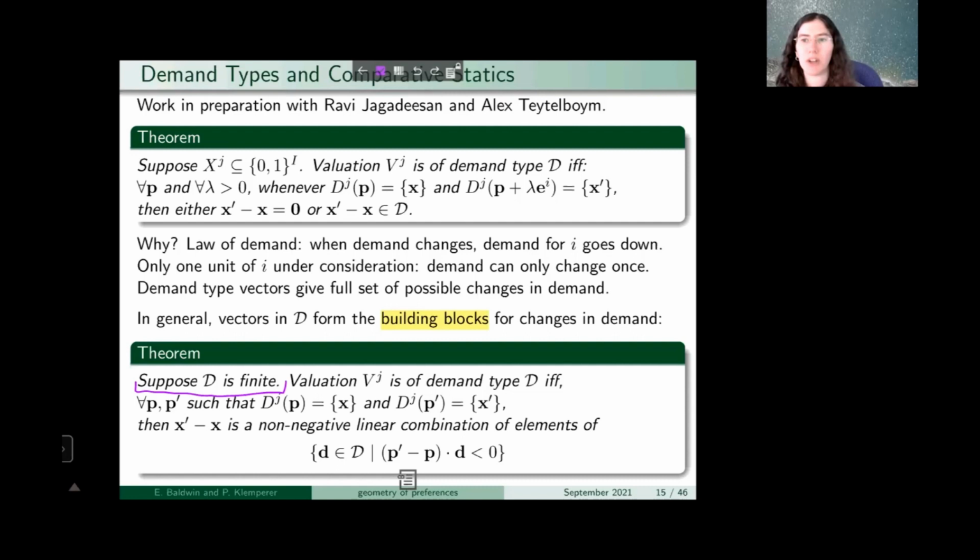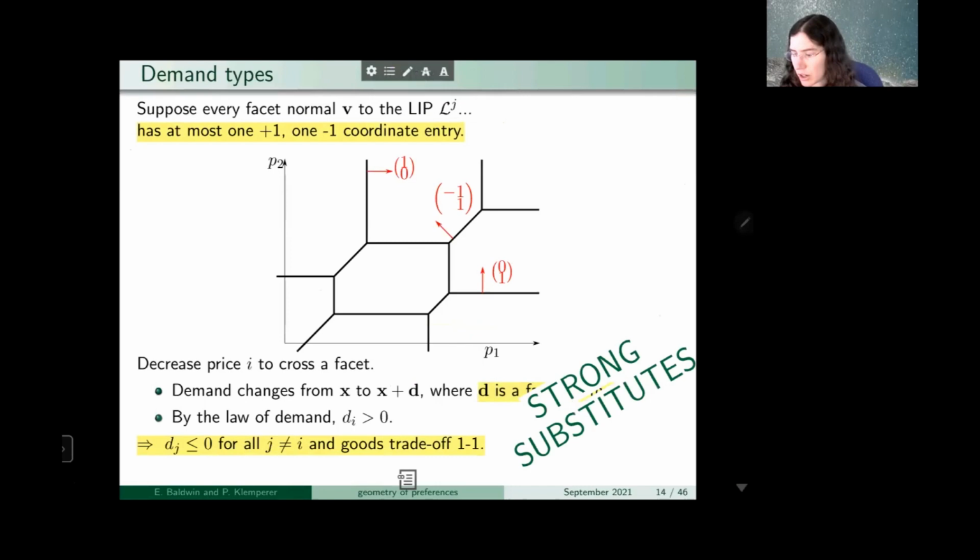Then a valuation is of a demand type if and only if, think about two prices and the bundles that are uniquely demanded at those prices, then the change in demand has got to be a non-negative linear combination. So it's got to be a combination of elements of the set D of vectors, but more specifically, the elements of that set D of vectors that satisfy the law of demand, because we're changing demand from p to p prime. So we're going to effectively be taking a series of steps, and at each of those steps, the law of demand must be satisfied. So a way to think about this, going back to this picture, is just I'm making a change like that. And so I do a series of steps like that.